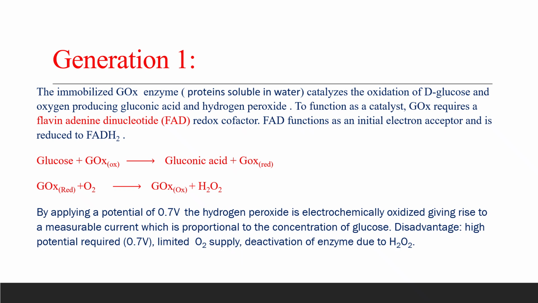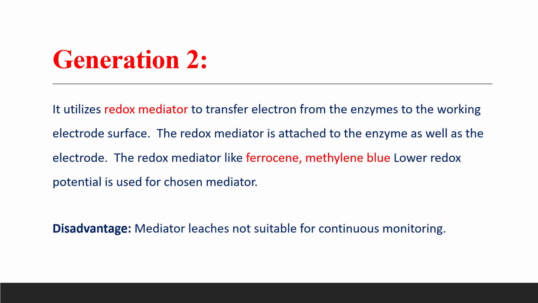FAD functions as an initial electron acceptor and it is reduced to FADH2, which we have explained in the diagram. I said the potential of 0.7 volt is required and there is limited oxygen supply. Because of this, we are not able to measure an accurate value in a proper way. Then generation 2, whatever explanation I have given, we have written in words. The mediators used are ferrocene, methylene blue, etc.